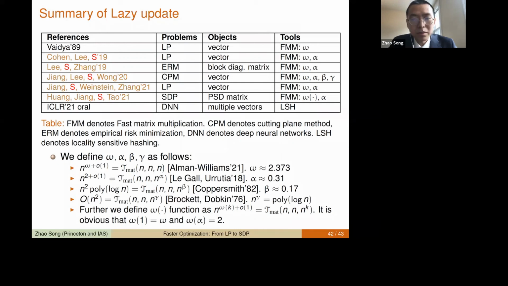Also, we don't know how to apply this idea to first order methods, because first order methods are not as robust as second order methods. So currently we don't have any progress on generalizing these ideas to first order methods. I think it could also be a very interesting direction.